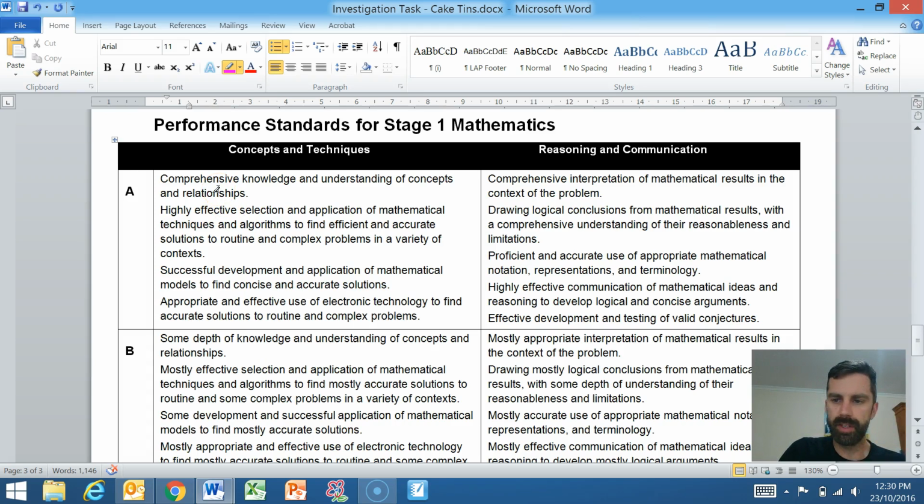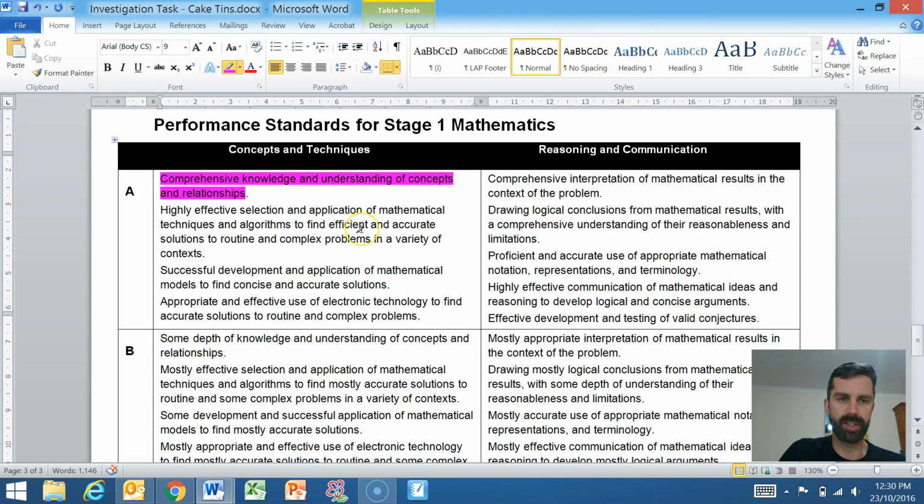First of all, you need to show a comprehensive knowledge and understanding of concepts and relationships. You need to understand the actual mathematical concepts comprehensively and show me that that's your understanding. You need to select and apply mathematical techniques and algorithms to find efficient and accurate solutions to routine and complex problems in a variety of contexts. This one is all about your actual mathematical abilities, about getting the right answers. Efficient means using the best possible mathematical technique. Accurate means getting the right answers.